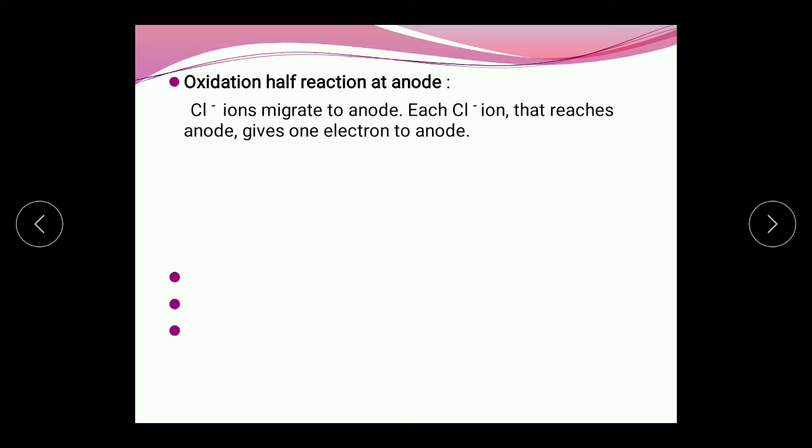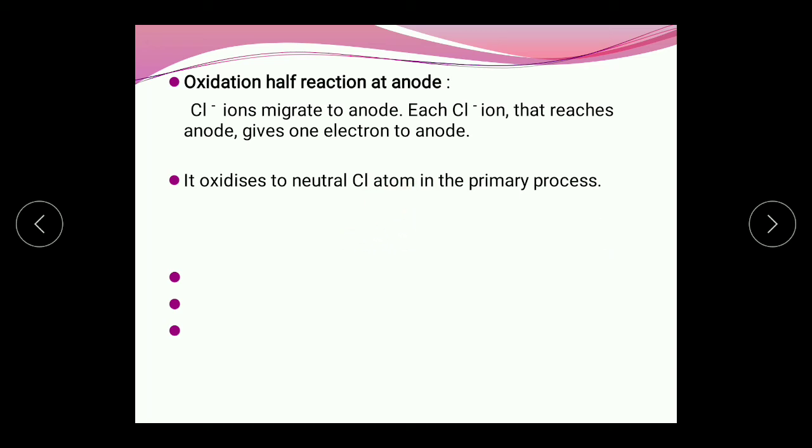Chlorine has accepted one electron, which is the minus charge, and if it gives that electron back, what will happen? Cl minus will get converted to chlorine. So at the anode, each Cl minus ion gives one electron, and as the electron is lost, the process is oxidation. Understood? So Cl minus oxidizes to a neutral chlorine atom, and this is the primary process.